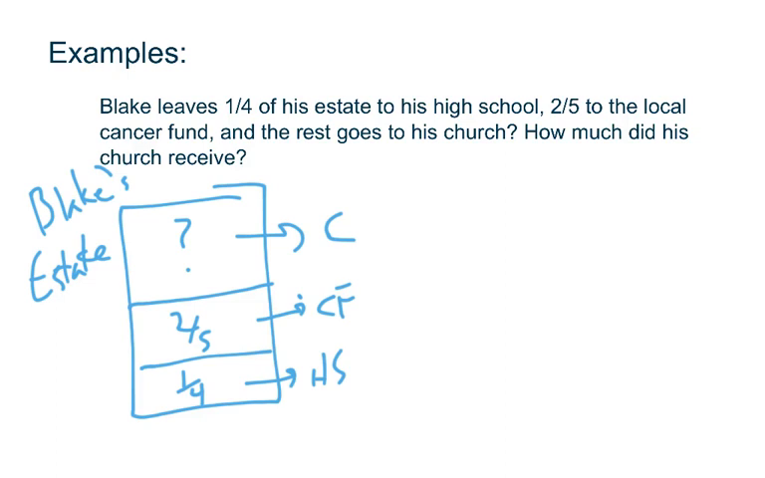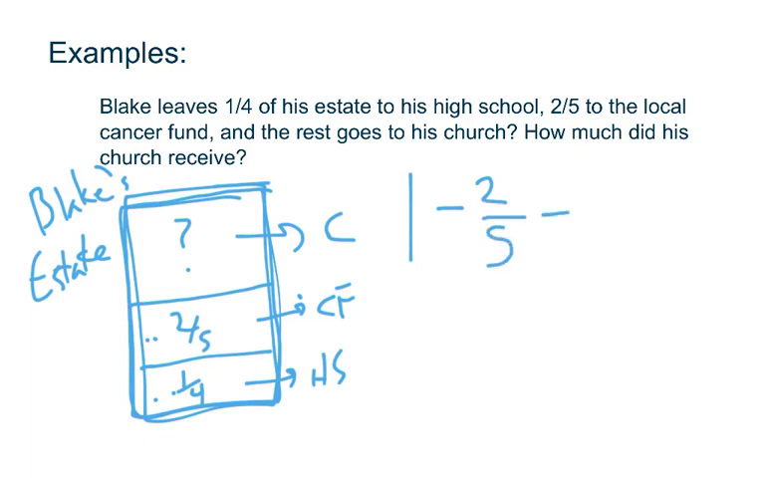Now, it doesn't necessarily need to be proportional. This doesn't have to literally be 1/4 and 2/5. We're just looking for a representation of it. And so what we have is one whole thing, and we're taking away parts of it. And so I'm starting to see a subtraction problem here. So this whole thing, again, is 1. That represents all of his estate. And a portion of it goes to the cancer fund. And a portion of it goes to his high school. And we're trying to figure out what's left that goes to the church.